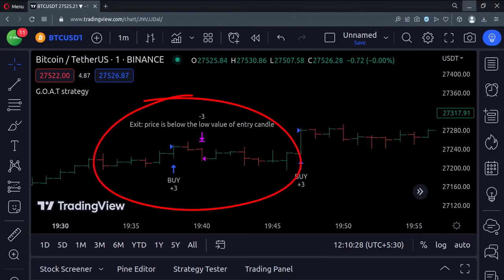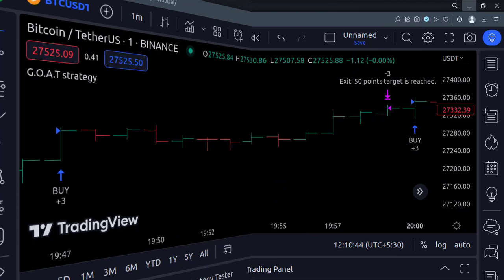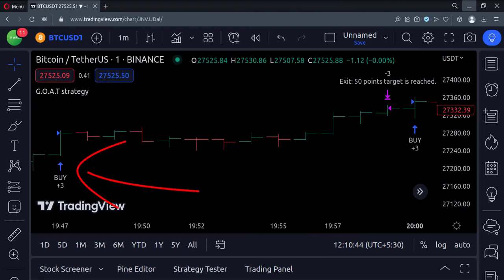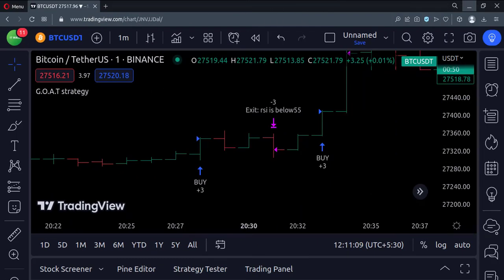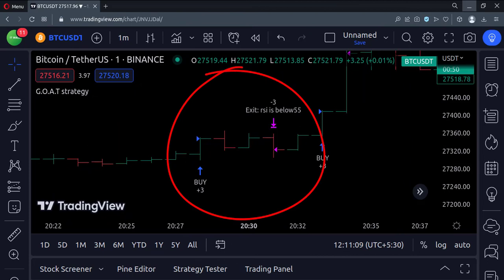Here you can see a long entry, and immediately its stop loss is hit. The name of the stop loss is mentioned here so that the user can understand how and why a trade has closed. So here we can see that, since the price has touched the low value of the entry candle, the trade got closed. Here we get another long trade. And the price went up, and our target of 50 points is achieved here. Here we get another long trade, followed by a stop loss which is triggered because the RSI went below the 55 level.